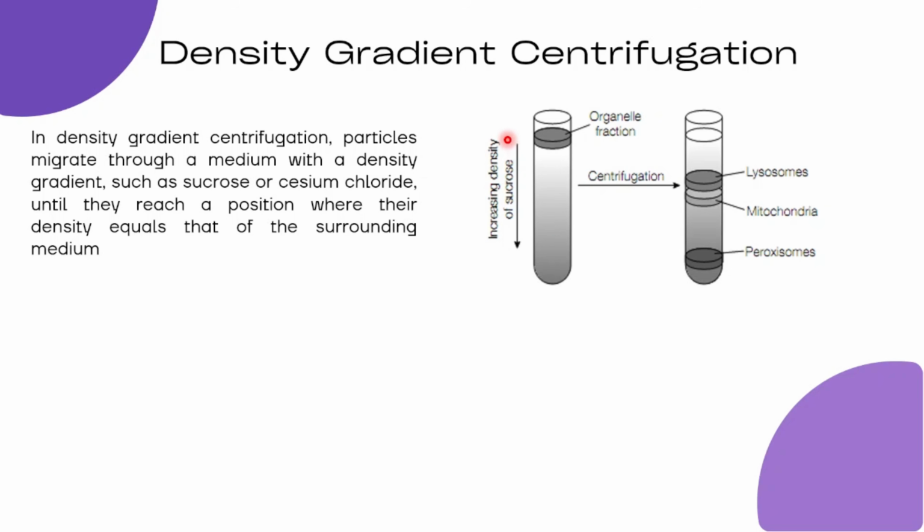So sucrose has an increasing density gradient. So the bottom of a tube containing sucrose is more dense than that of the density at the top portion of the same tube. So when organelle fractions are placed at the top after centrifugation, the different organelles would migrate to the part of the tube where their density matches that of sucrose in that tube.